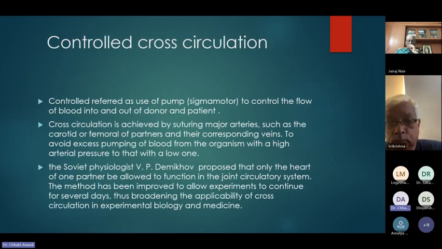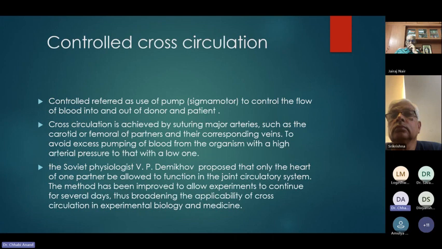Controlled cross circulation refers to the use of a pump, that is a sigma motor, to control the flow of blood into and out of donor and patient. Cross circulation is achieved by suturing major arteries such as the carotid and femoral of the partner and their corresponding veins, to avoid excess pumping of blood from the organism with a high arterial pressure to that with a low one. The Soviet physicist V.P. Demikhov proposed that only the heart of one partner be allowed to function in the joint circulatory system.